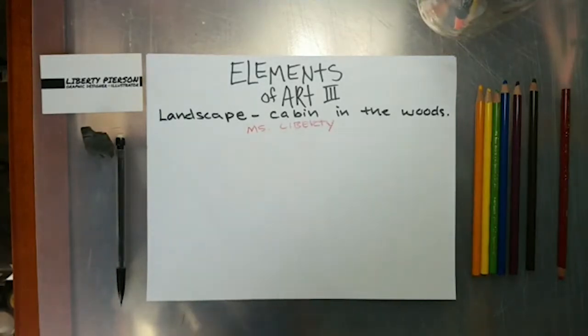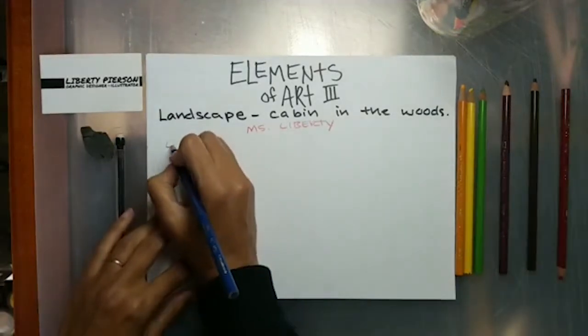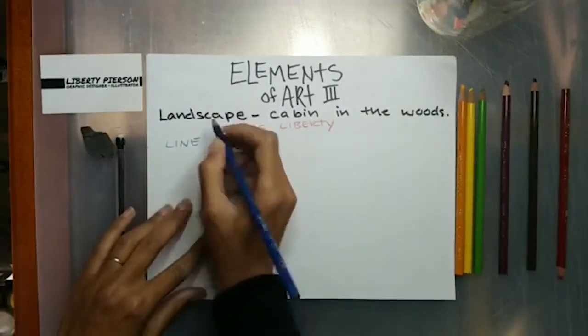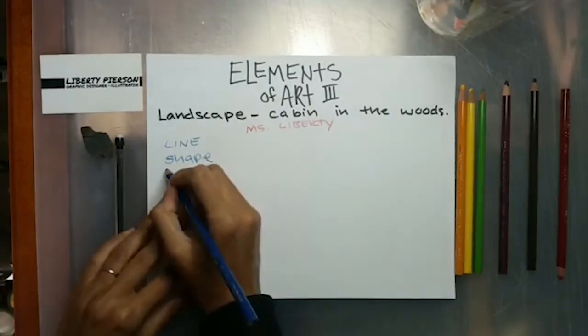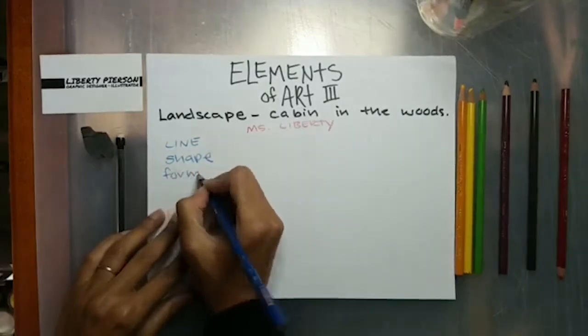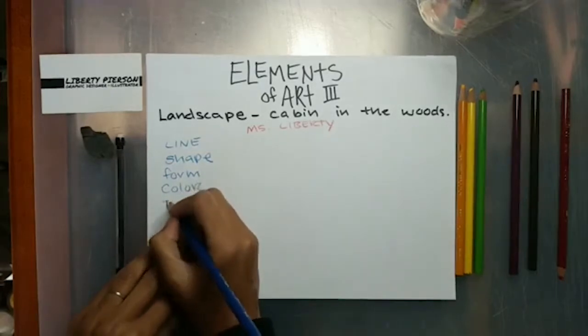Let me review with you a couple of things that we're going to use from the elements of art that we did in our first lesson, and introduce you to some vocabulary that goes along with that. So I'm going to write these things down just in case some people don't have the volume on. Today I'm going to use my blue color pencil. We're going to use line, shape, form, color, and texture.